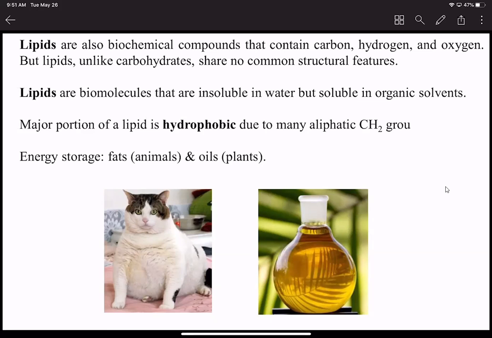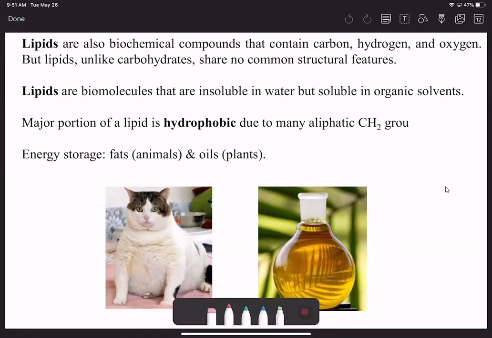So lipids are biochemical compounds. These biochemical compounds contain carbon, hydrogen, oxygen, but they're not like carbohydrates. Carbohydrates also had carbon, oxygen, hydrogen, but the structure of lipids is really a lot different than what we've seen as carbohydrates go. Carbohydrates are soluble in water because of all of the hydroxy groups.